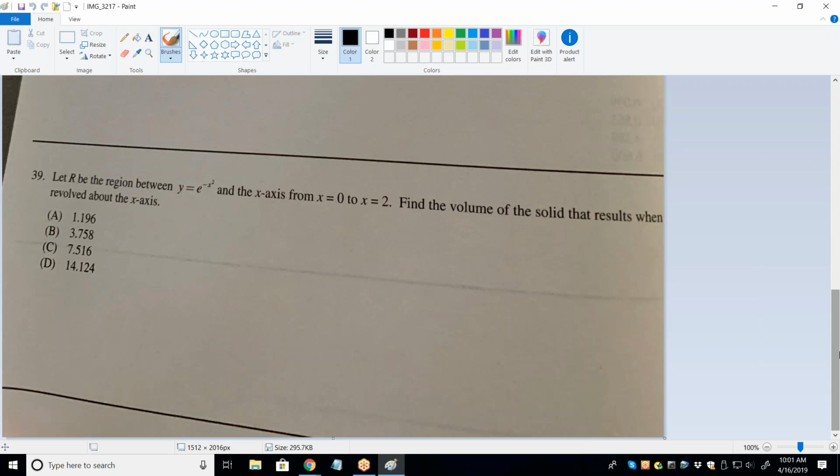Want to do 39 or save it to tomorrow night? Let's just do it real quick.